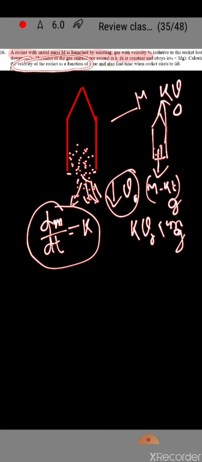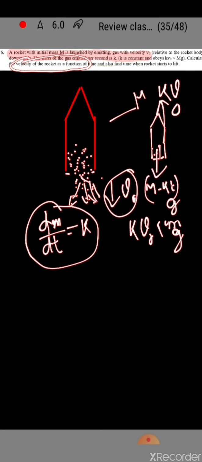But as k v0 is less than mg, the initial weight itself, what will happen? Initially the rocket will not be launched, because the thrust applied by the gas coming out on the rocket system is lesser than the gravitational pull of the earth, so it will not go. So the first question is: when will it lift? When this k v0 will be equal to the weight. Why will it be equal? Because gradually the mass is going down. So after some time it may be equal, though initially it was not.